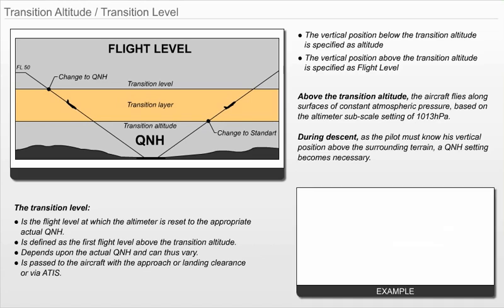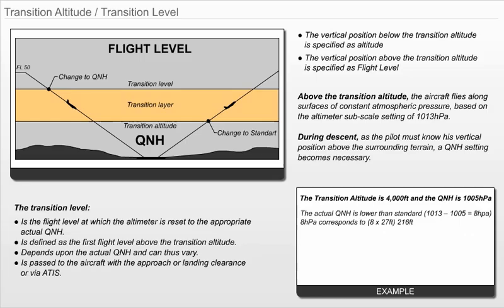Let's have a look at an example to calculate the actual transition level. The transition altitude is 4,000 feet, and the QNH is 1,005 hectopascal. The actual QNH is lower than standard. 1013 minus 1005 equals 8 hectopascal. 8 hectopascal corresponds to 8 times 27 feet, 216 feet. The transition level has to be raised to the next flight level, that is, in this case, flight level 045.